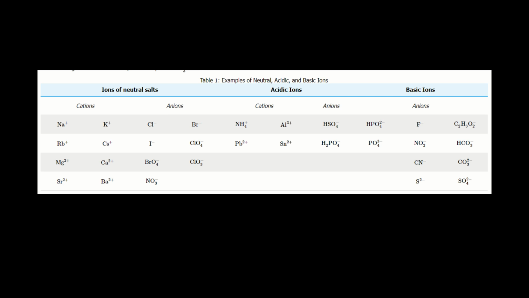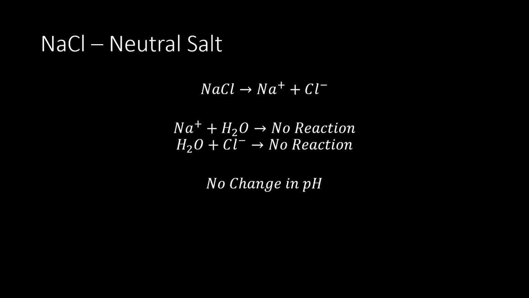Some examples of dissociated ions. Once a salt breaks up into its ions, here's a good chart representing whether those ions would have neutral interactions, acidic interactions, or basic interactions, as shown from the left, middle, and right sides of our chart. So using that information for the reactions that you're going to see, let's start looking into those.